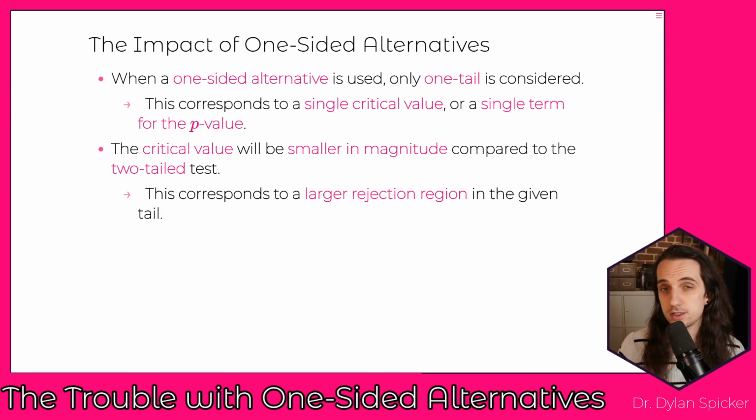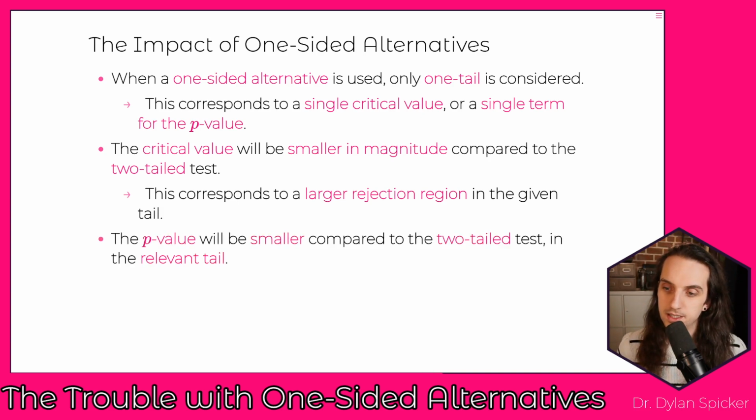What this is going to correspond to in practice is a larger rejection region in the given tail, right? And so it's going to correspond to a larger region that you can find statistically significant results in your specific tail. Now, the p-value is also going to be smaller compared to the two-tailed case in the relevant tail. And so again, if you observe something that is greater than the mean, right, and you have an alternative that suggests that it is greater than some threshold, right, then in that case, you're going to end up with a smaller p-value than if you had run a two-tailed test.